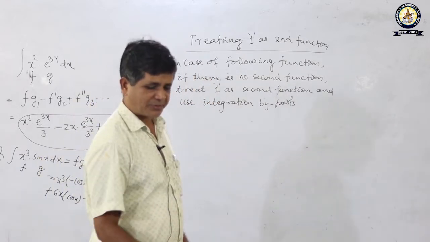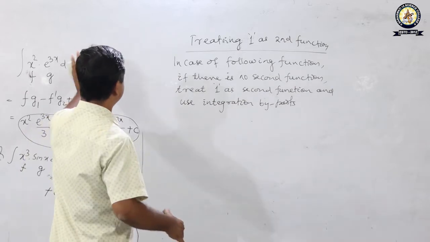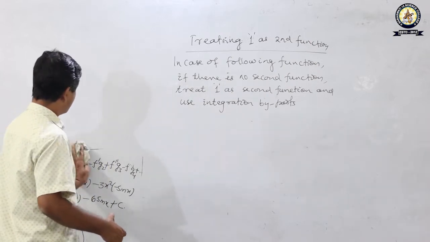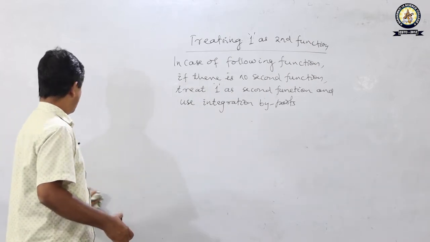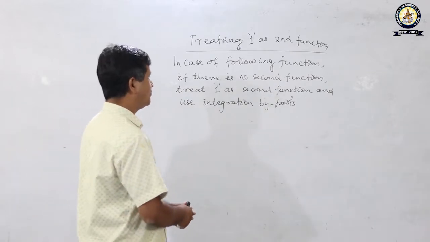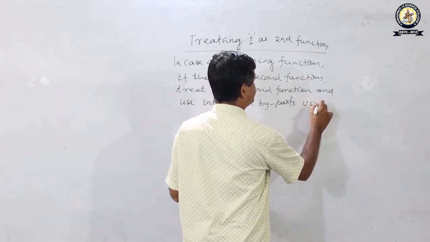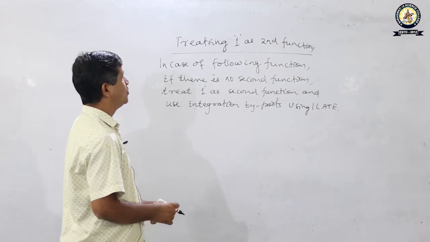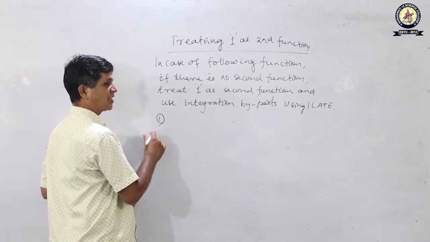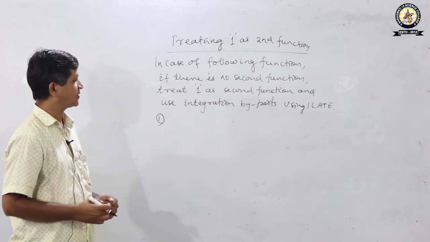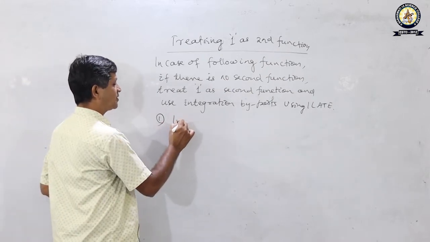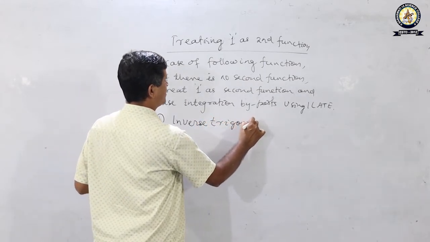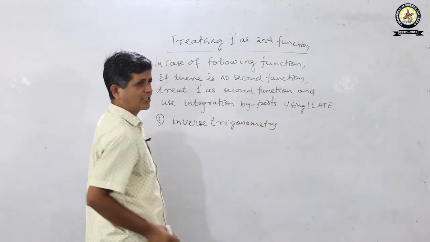In case of a single function, if there is no second function, one will be taken as the second function, and use the integration by parts rule using ILATE. For which functions, if there is no second function, will one be taken as the second function? First is inverse trigonometry. In case inverse trigonometry is the only function, there is no second function, then one will be taken as the second function.